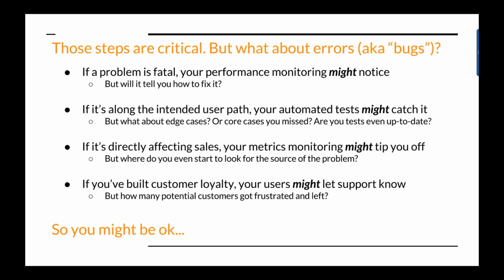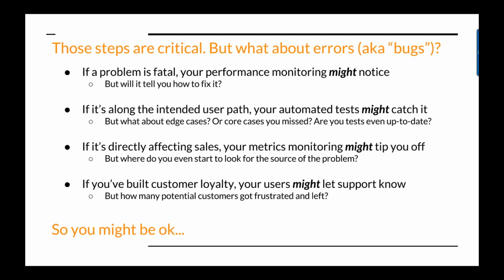But if you have a problem that's fatal, your performance monitoring is likely to notice. But is it going to tell you how to fix that problem? Is it just going to tell you, hey, your service is down? And if the problem happens along your intended user path, you have automated tests that'll probably catch it. But what about edge cases or core cases you forgot to write automated tests for, or your tests are out of date, and so you've turned off certain parts of the test because they keep bringing back false positives, so you're not actually monitoring all the things you're supposed to be monitoring.